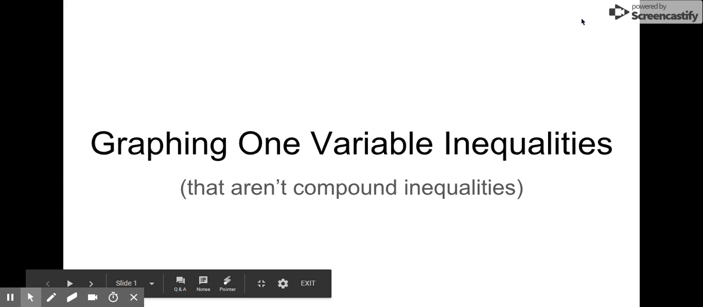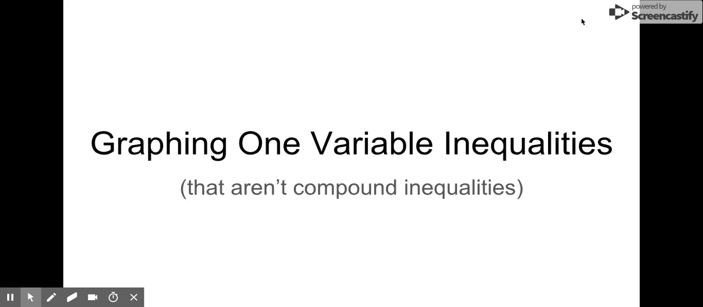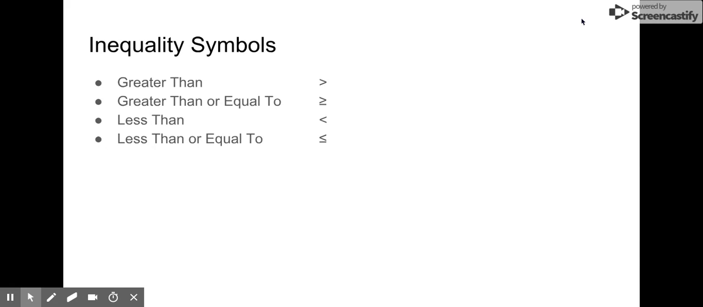In this video, we're going to talk about how to graph one variable inequalities that are not compound inequalities. To get started, we have to make sure we know our inequality symbols. We have a greater than symbol, greater than or equal to, less than, and we also have less than or equal to. So make sure you know what the symbols look like and what they mean.